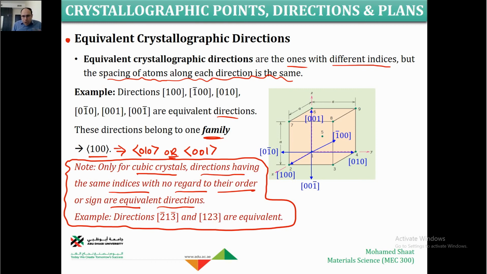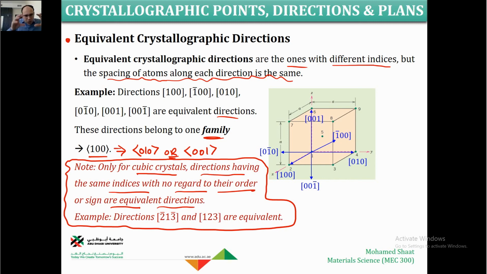What is common between these two directions is that they have the same indices: one index is 1, one index is 2, one index is 3. But the order of the indices is different. Here we have 2, 1, 3, here we have 1, 2, 3. Also, there is a difference in sign. Here we have negative 2, here positive 2; here negative 3, here positive 3. So the common thing between these two vectors is that they have the same indices, but the arrangement or the sign of the indices is different.